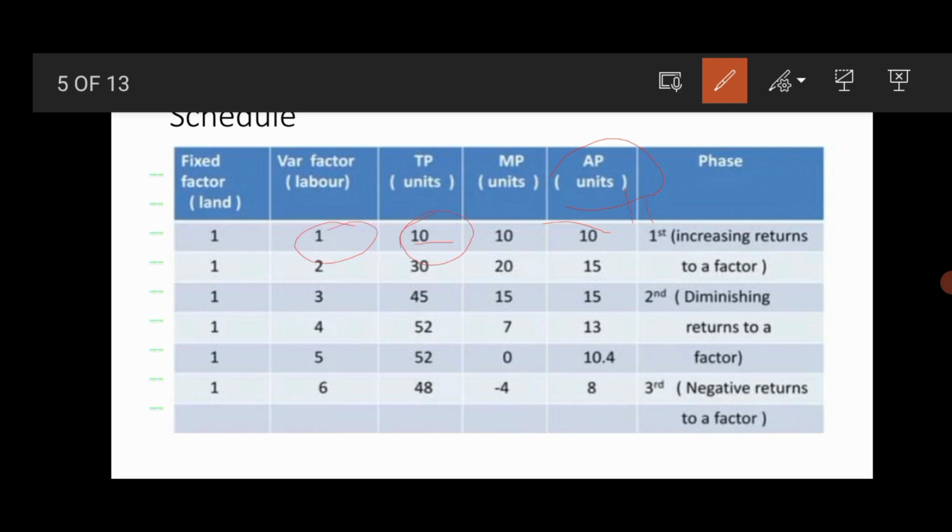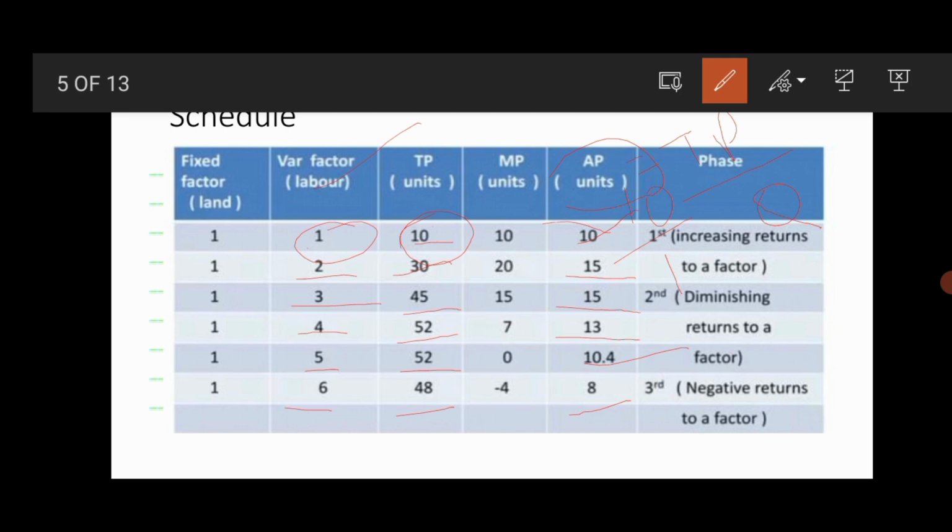So 10 by 1 you have to make. That is the formula for AP: TP divided by Q. What is Q here? Q means variable factor. So 10 divided by 1 you will get 10. 30 divided by 2, 15. 45 divided by 3, 15. 52 divided by 4, 13. 52 divided by 5, 10.4. 48 divided by 6, 8. So like that you can find out AP.